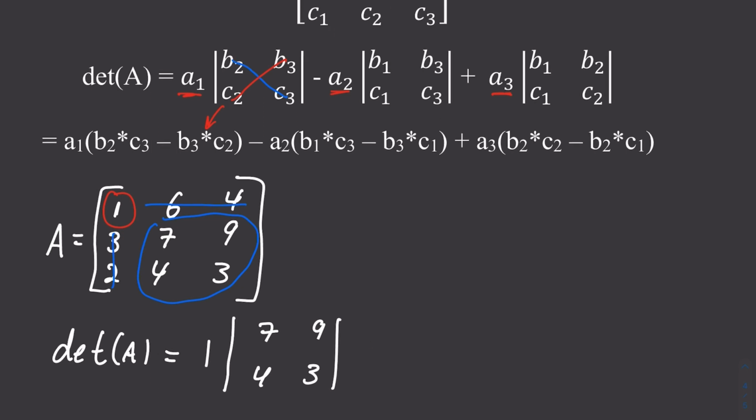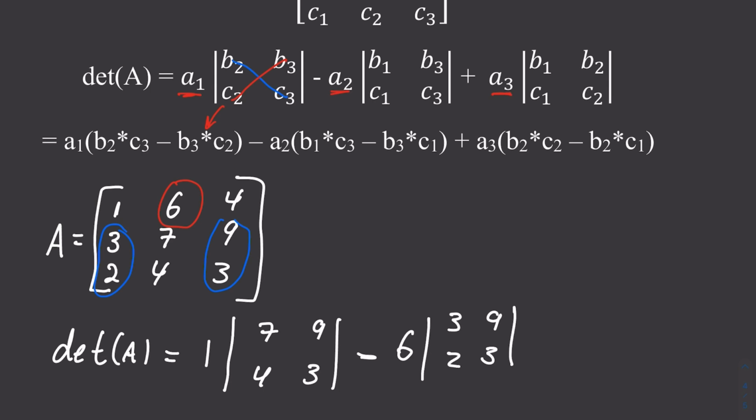We always subtract the second term, so if we select the 6 in the top here, we're left with the matrix 3, 2, and 9, 3. So it's going to be minus 6 times 3, 9, 2, 3. And that's our second term completed.